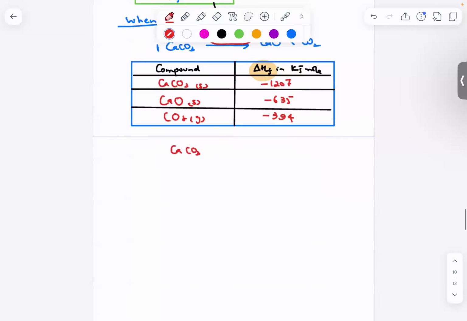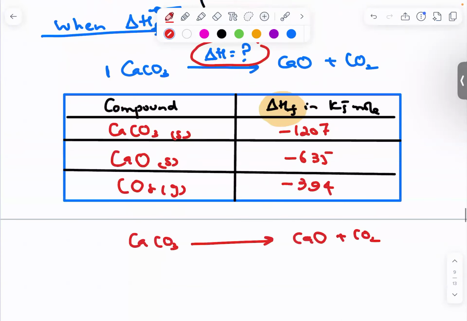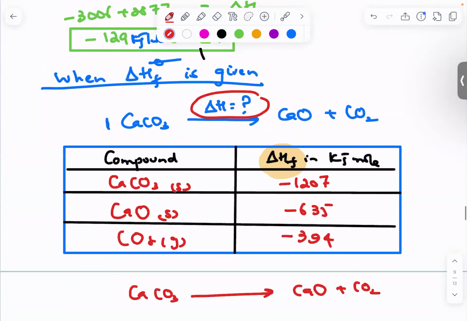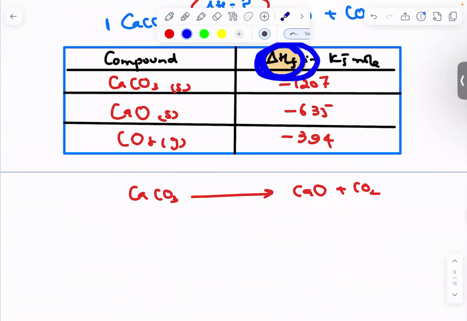So I have been given calcium carbonate changes into calcium oxide plus carbon dioxide. I'm simply copying this equation, beta, which has been given. All right. Now, because formation is given to me, that means calcium carbonate needs to be formed, calcium oxide needs to be formed, and carbon dioxide needs to be formed.